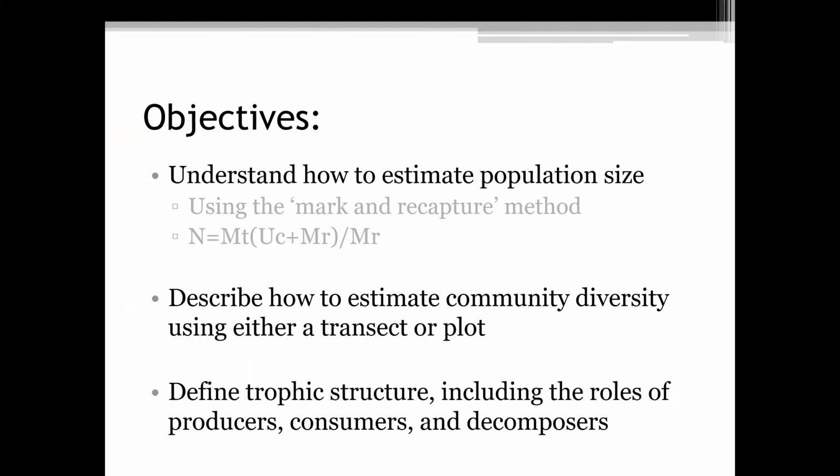So some objectives for this, we're going to understand how to estimate population size. So we're going to use the mark and recapture method or equation for this. I have it written here, and you will want to make sure to have this on hand for the final lab practical. We're going to describe how to estimate community diversity using either a transect or a plot. And we're going to define trophic structure, including the roles of producers, consumers, and decomposers.